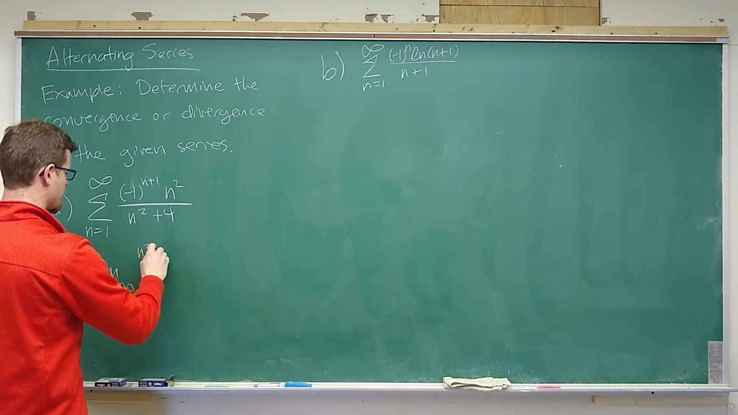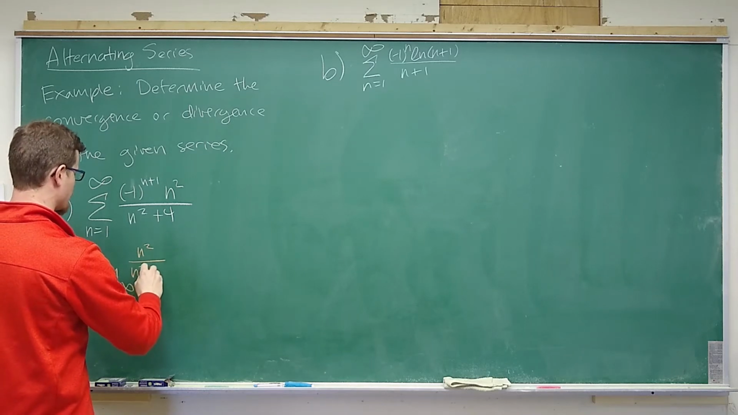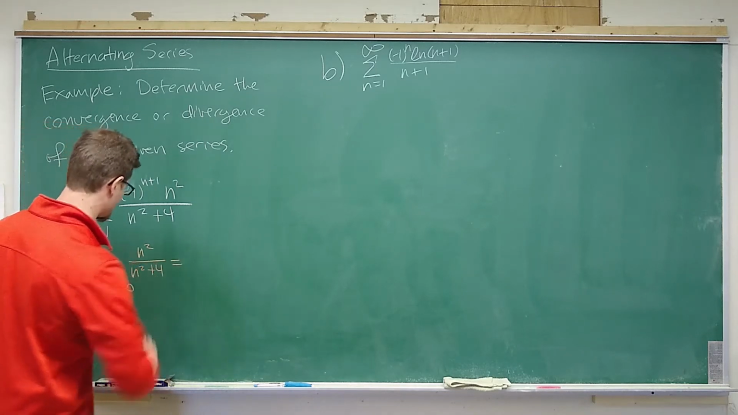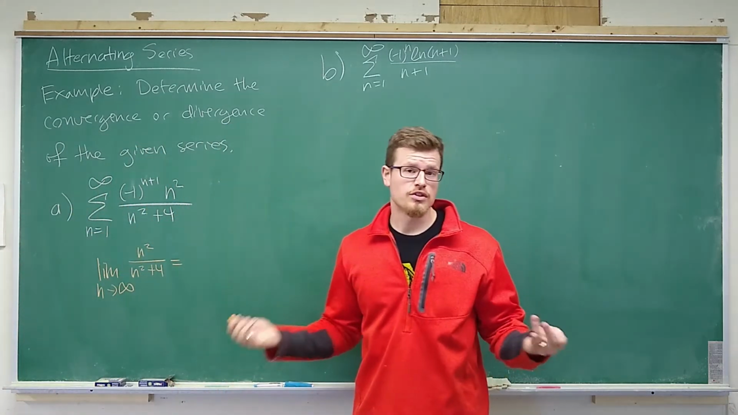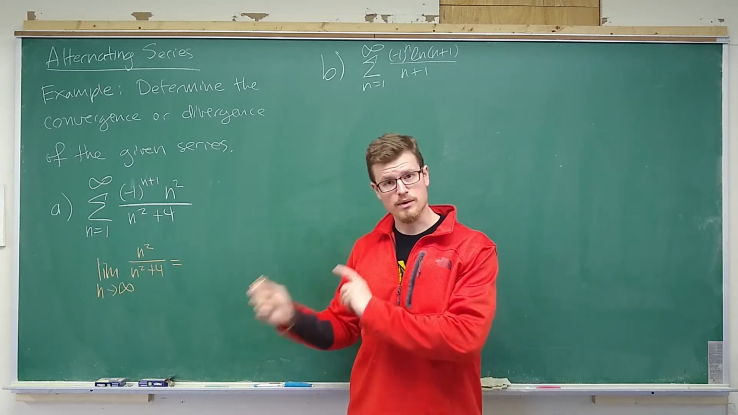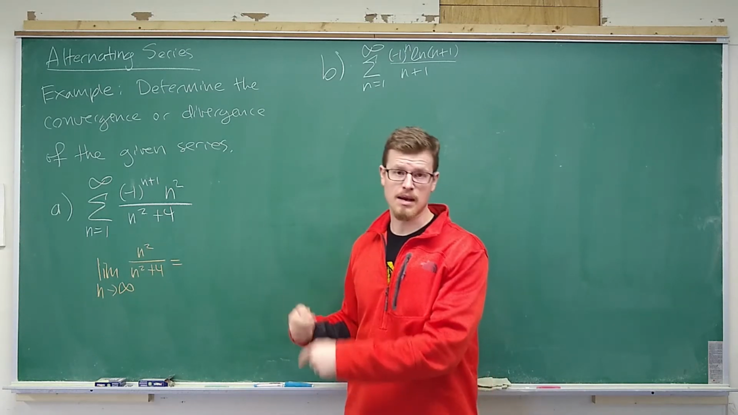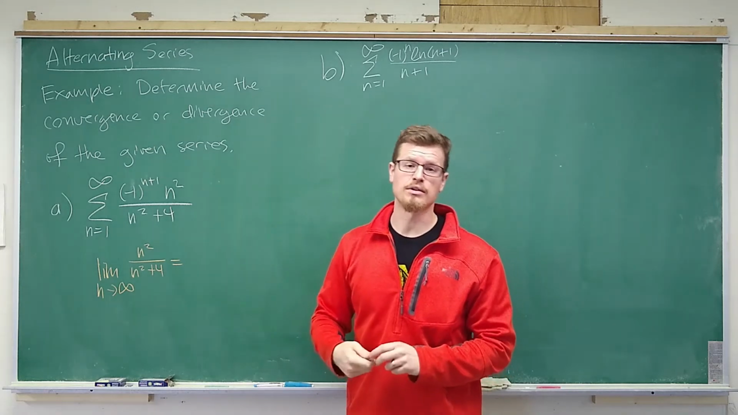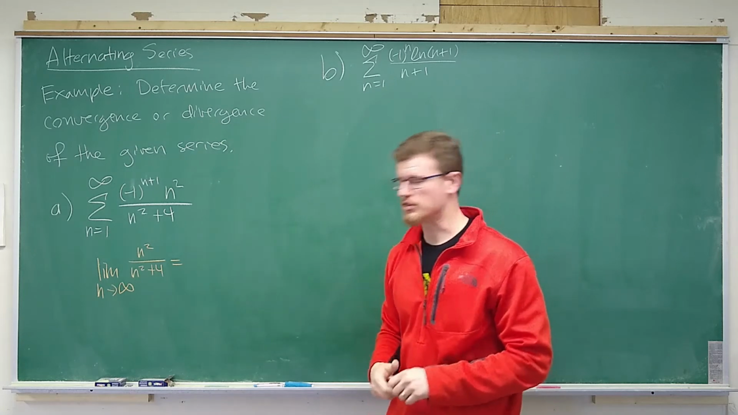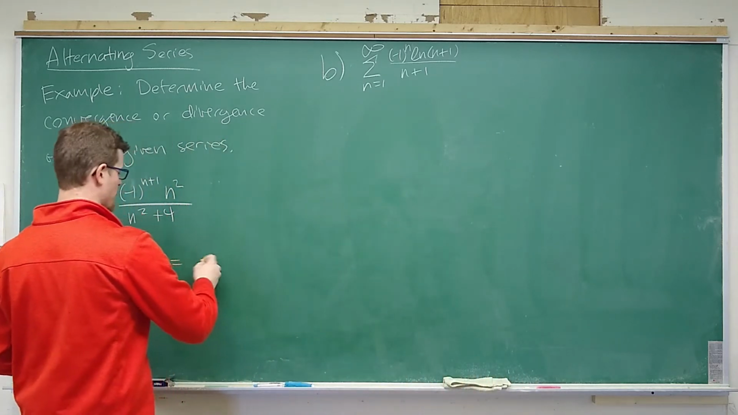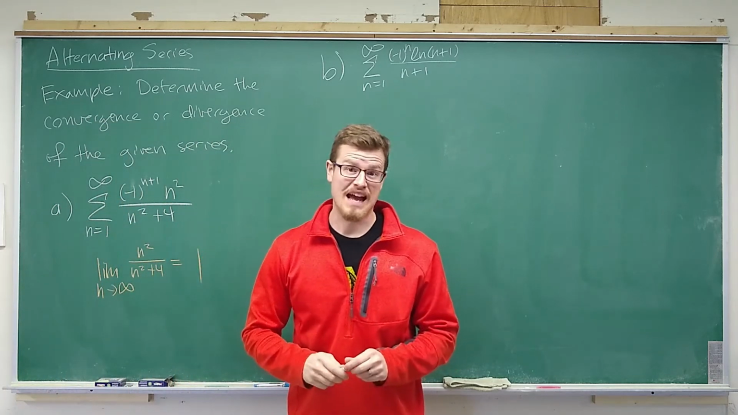So the limit as n goes to infinity of n squared over n squared plus 4. Now this is just polynomial divided by polynomial. So it's just the ratio of the leading coefficients when the degrees match, otherwise 0 when the degree of the denominator is higher, and infinity when the degree of the numerator is higher. In this case, matching degree tells us that it's just the ratio of the leading coefficients. So 1 over 1 is 1, which is not 0.